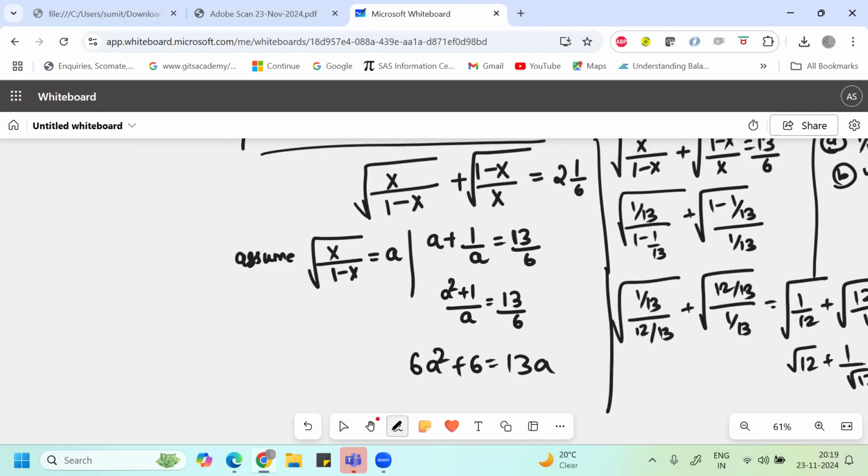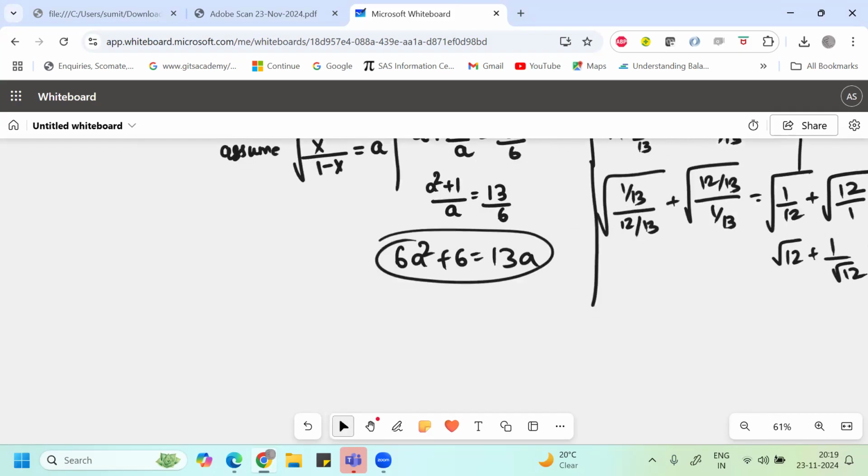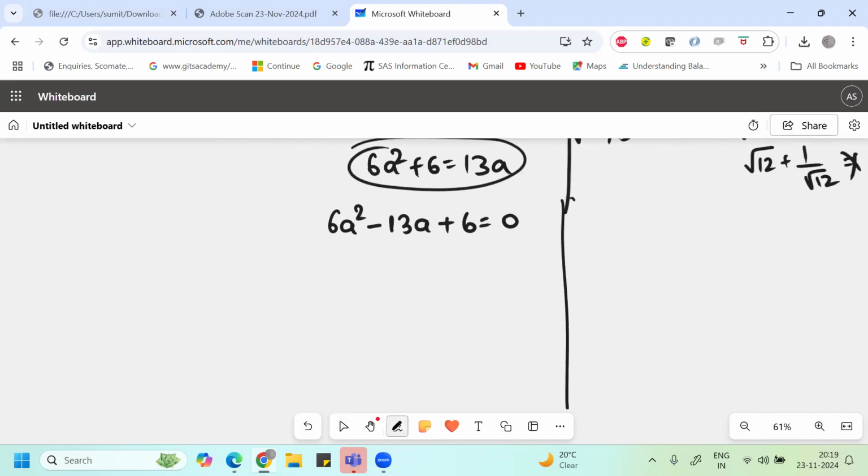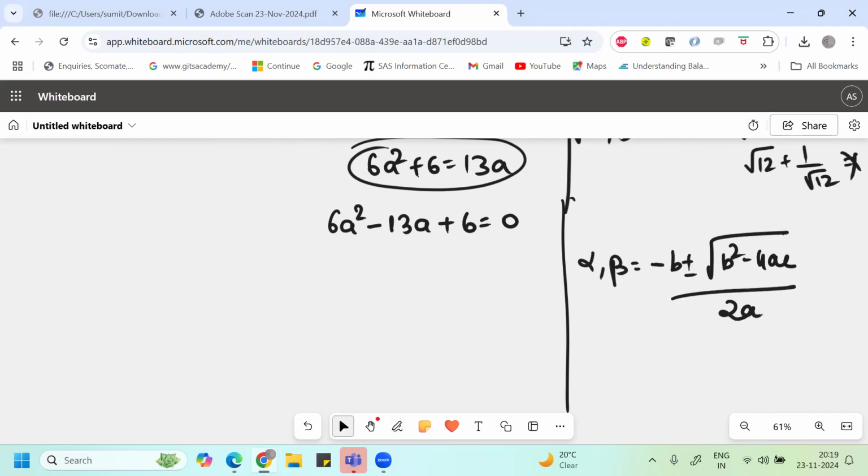Cross multiply. Have you understood this part? I brought 6 to the LHS side, 13a. Then I bring this side: 6a square minus 13a plus 6 is equal to 0. Now you know how to solve the quadratic equation. You know the roots alpha, beta: minus b plus minus root of b square minus 4ac by 2a. Either you apply that formula to find the roots, where a is 6, b is minus 13, and c is 6, or you know, na, splitting the middle term.